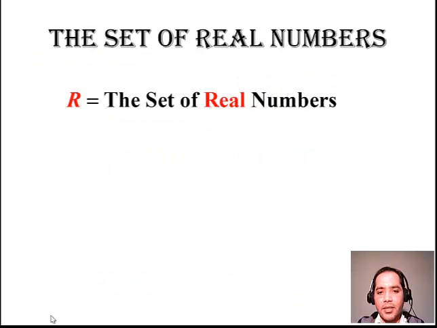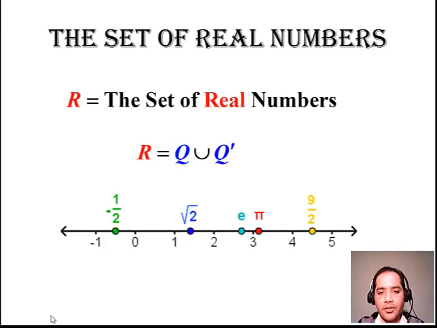The set of real numbers: irrational numbers union rational numbers is called the set of real numbers. This is the real line in which all the rational and irrational numbers exist.